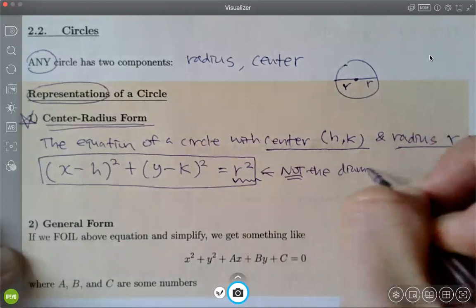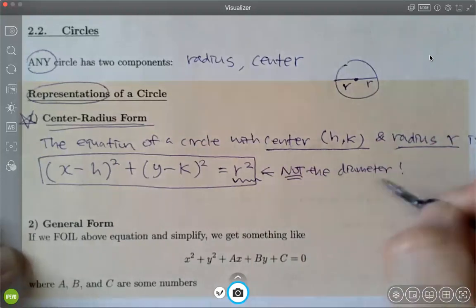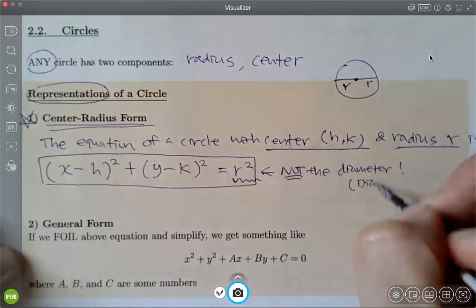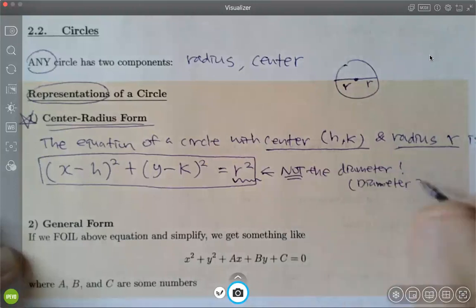Rather, the diameter is equal to 2r, r plus r. But this one is r times r, so that's not the diameter.